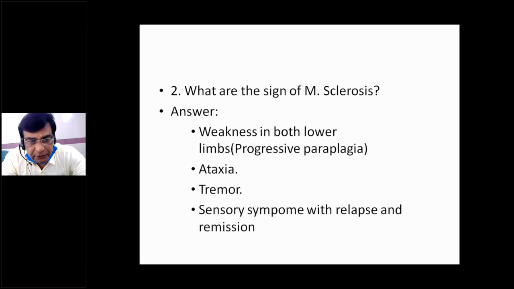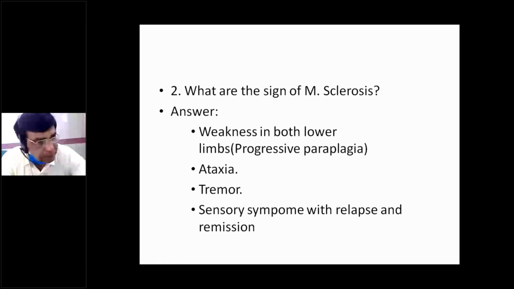Our next question is what are the features of multiple sclerosis? I think you know the multiple sclerosis is a demyelinating disease. Demyelinating disease means loss of myelin sheath in the nerves, the spinal nerves as well as the central nervous system or brain. Tracts of the brain and the nerves of the spinal cord are demyelinated in multiple sclerosis.